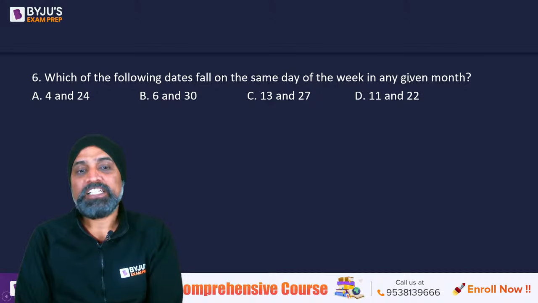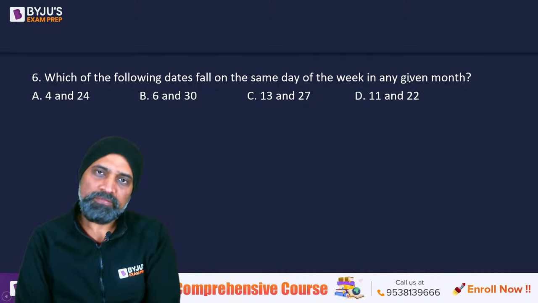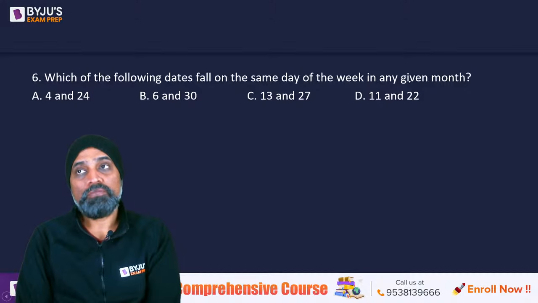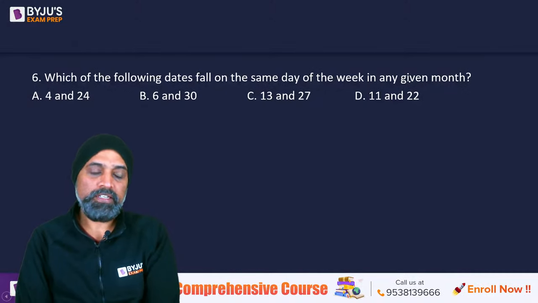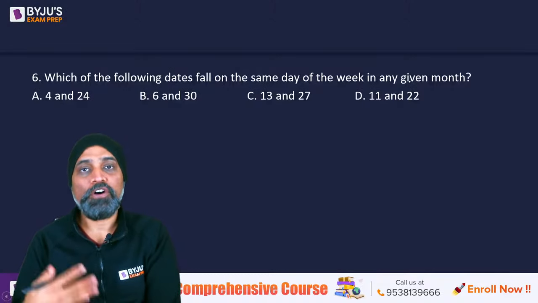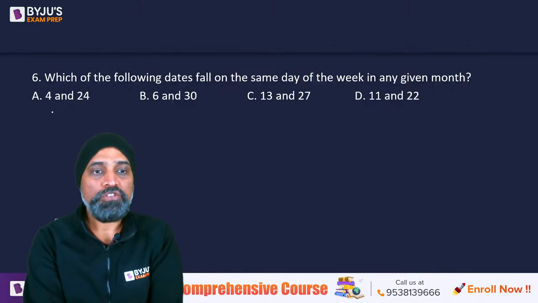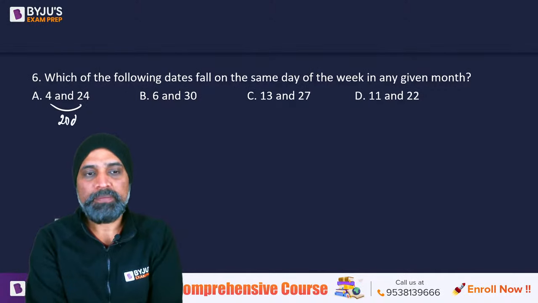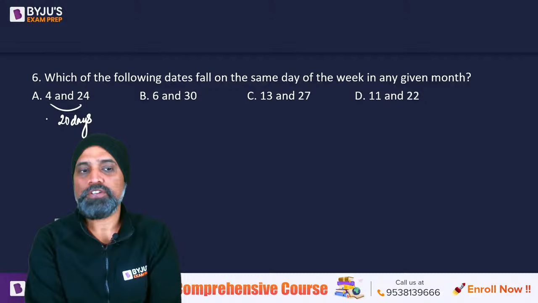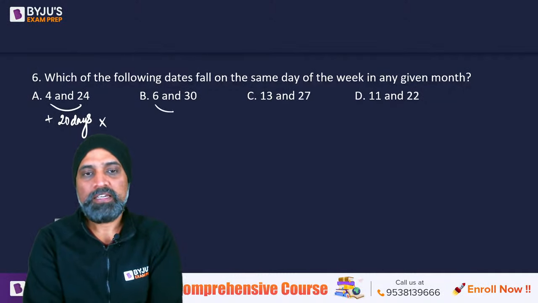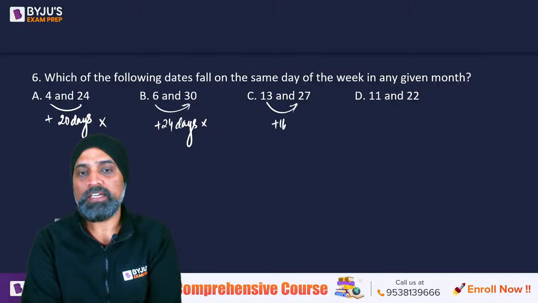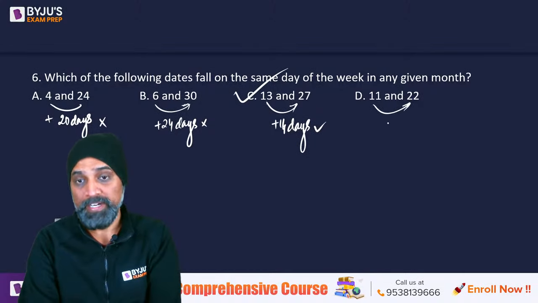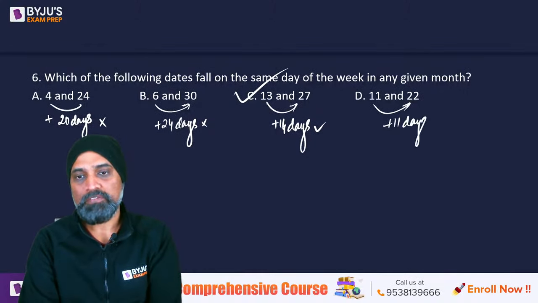Next, which of the following dates fall on the same day of the week in any given month? So if a day has to fall on any given month, they should have a difference of multiple of 7, right? So 4 and 24, they are 20 days apart. There is a difference of 20, which is not a multiple of 7. 6 and 30, they are 24 days apart. That is not a multiple of 7. 13 and 27, they are 14 days apart. They are multiple of 7. So C becomes our answer. We don't even have to check D because that's 11 days apart, which is not a multiple of 7.